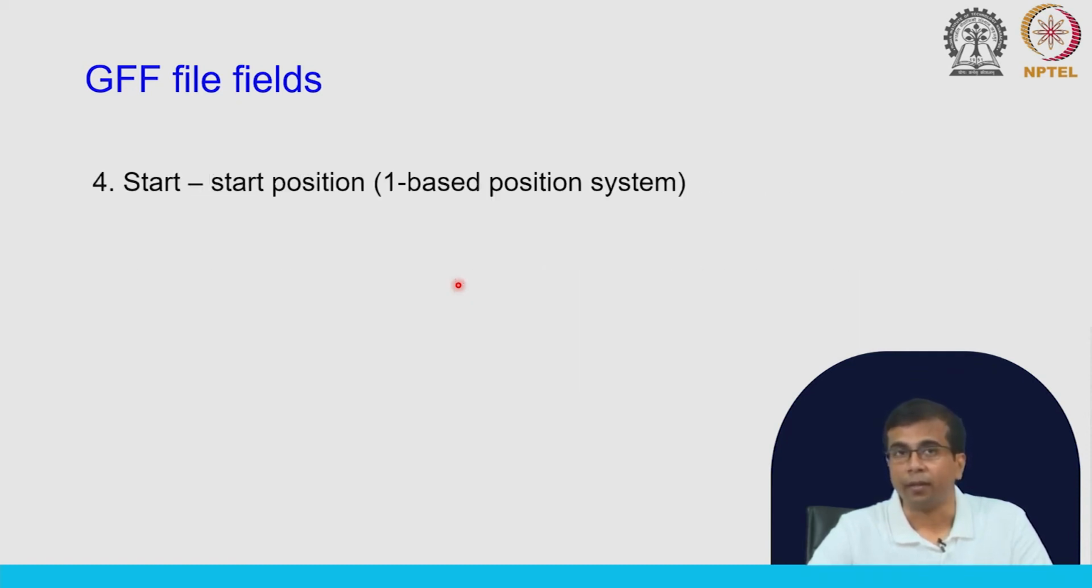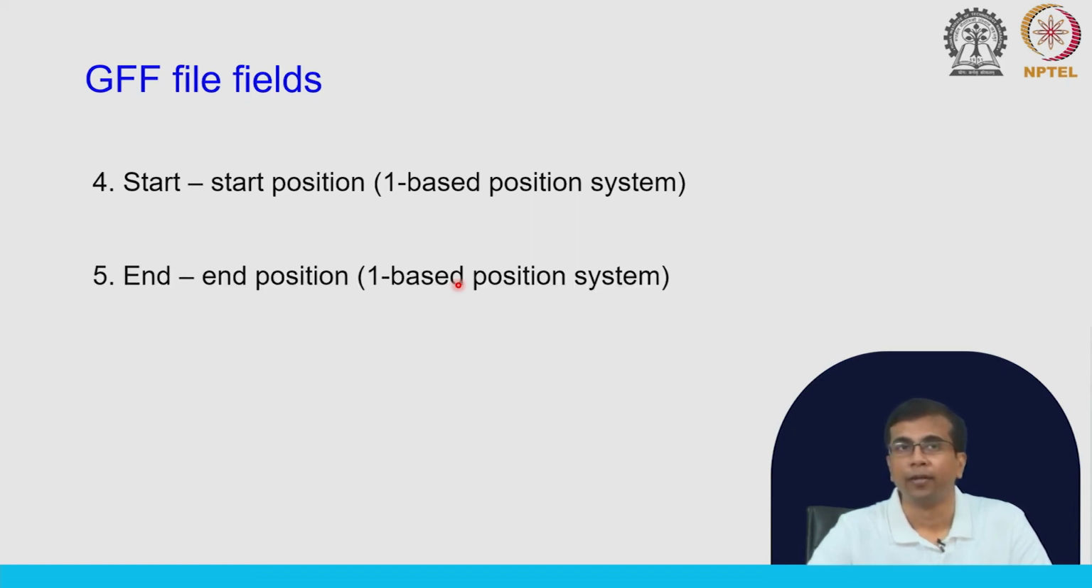The fourth is the start position. Where does this feature start in the genome, and this follows the 1 based positioning system. We talked about the 1 based and 0 based positioning systems. GFF follows the 1 based, so the starting base is numbered 1. Then you have the fifth field, which is the end position, where the feature ends. If it is a gene, what is the location, whether it is from 100 to 150, 200 to 700, etc. This is what the start and end position will give you. Again, this follows the 1 based position system.